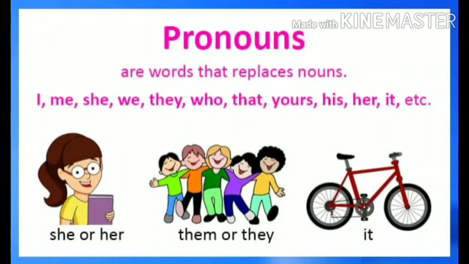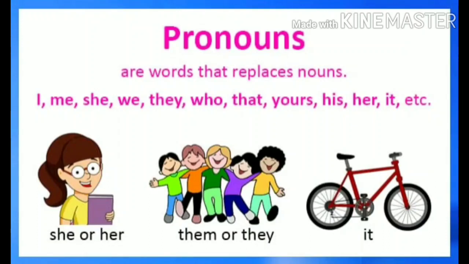So tell me, what is a pronoun? Yes, a pronoun is a word that can be used in place of a noun. Basically, it is just an ordinary definition. In actual, pronouns are the words which replace the noun in the sentence and make the sentence more attractive.